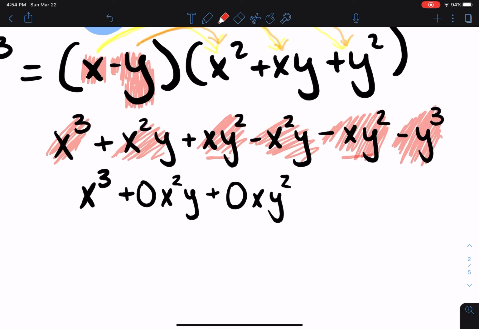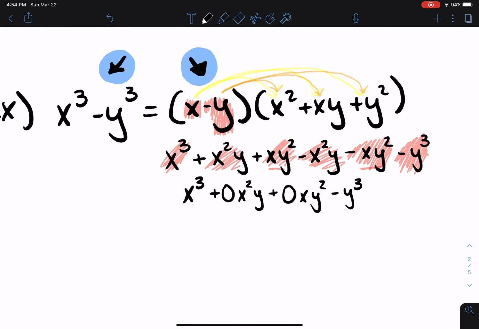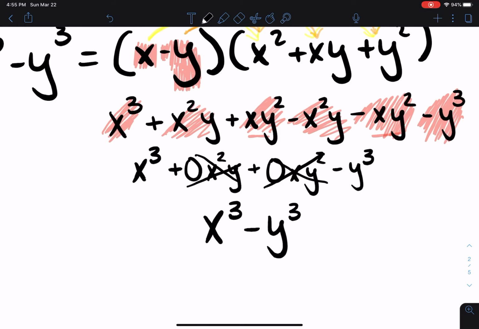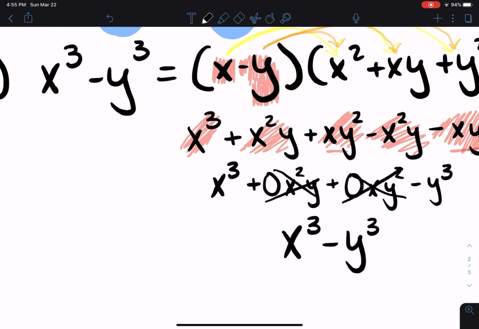is negative y cubed. So we're just going to bring it down. So you might notice that right now we have x cubed plus 0x squared y plus 0xy squared minus y cubed. Well, these are both being multiplied by 0, so we can cancel these out basically. 0 times all of this is going to be 0. So we're left with x cubed minus y cubed. And that had to be equal to what? We were showing that it was equal to x cubed minus y cubed.